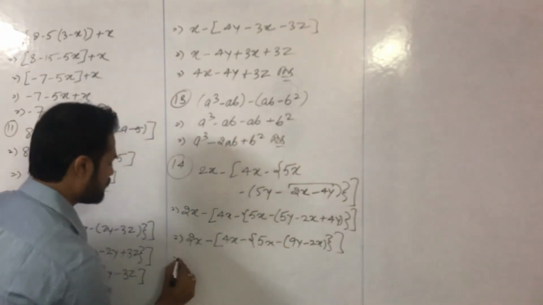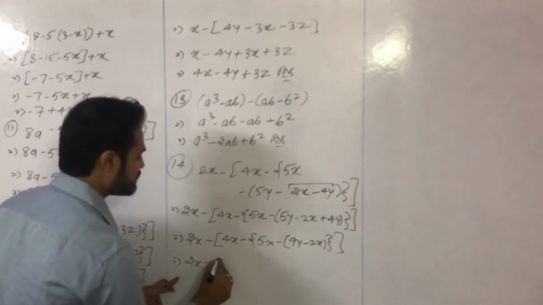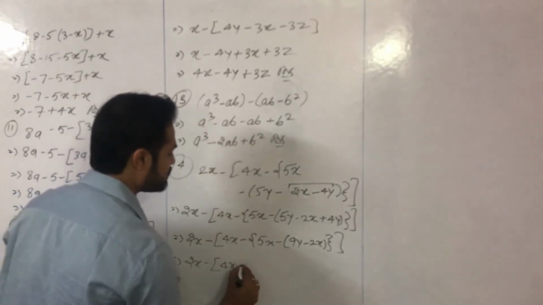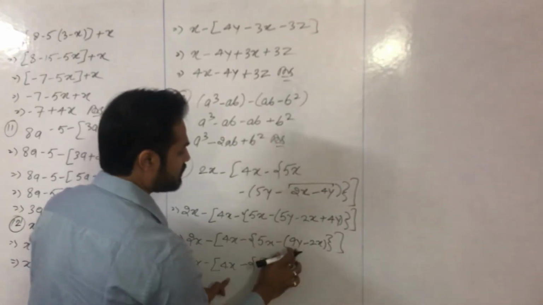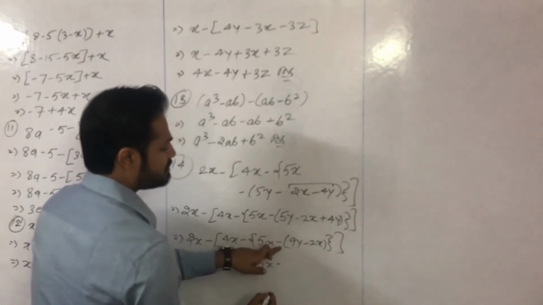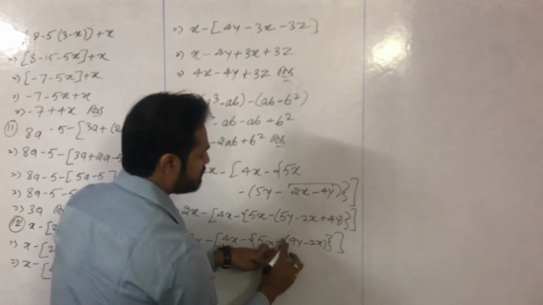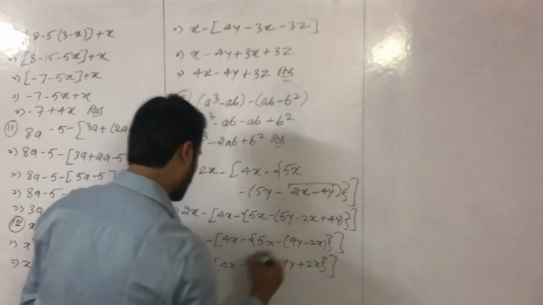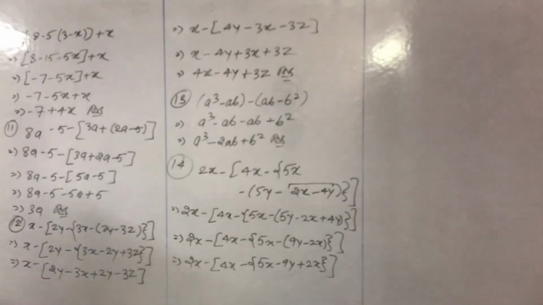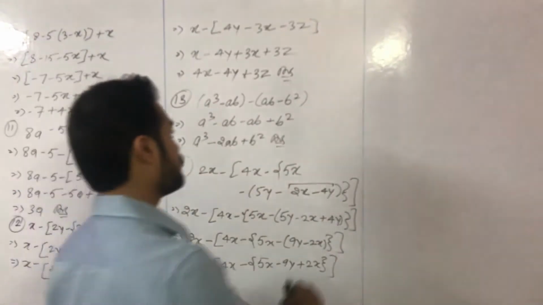Okay, in the next line 2x as it is, minus 4x as it is, minus, in curly bracket, 5x as it is, negative sign before bracket means minus 9y, minus minus plus 2x. Okay, so this is the last form.